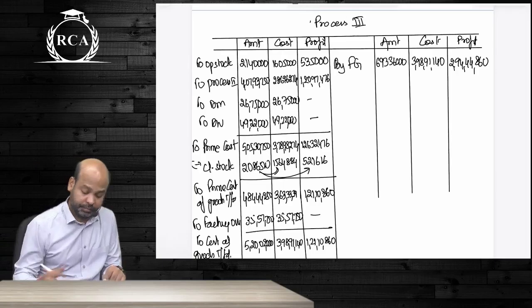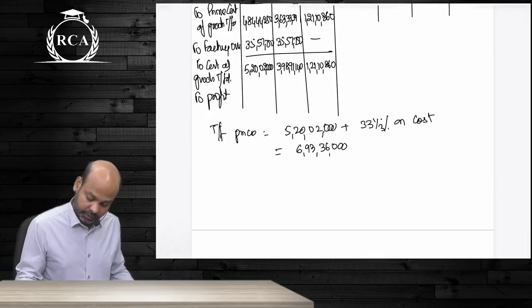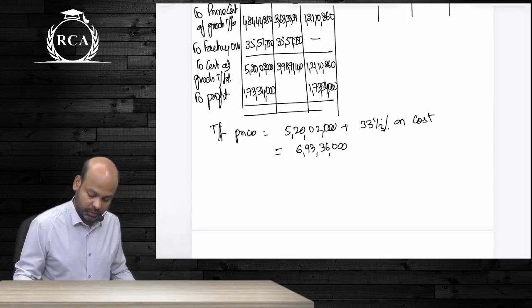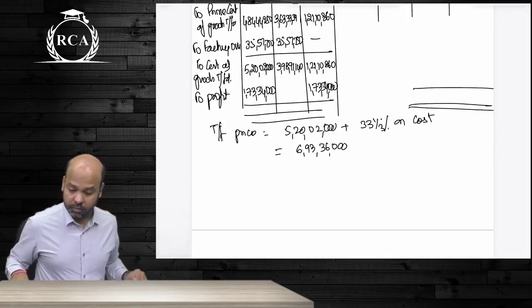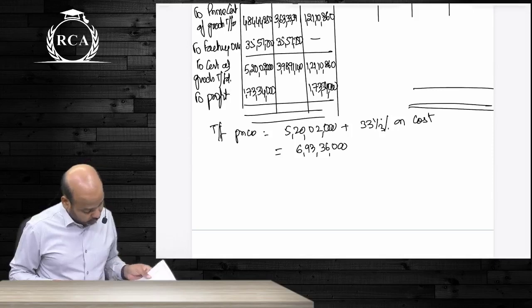Can you tell me, guys, how much is the profit column's balancing figure? 1 crore 73 lakhs 34,000. Write that in the amount column and in the profit column. This account is also closed. 1 crore 73 lakhs 34,000.